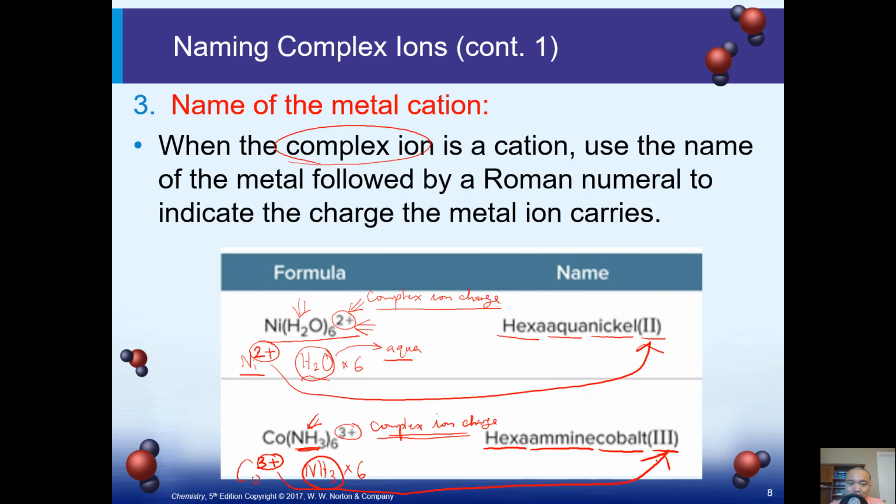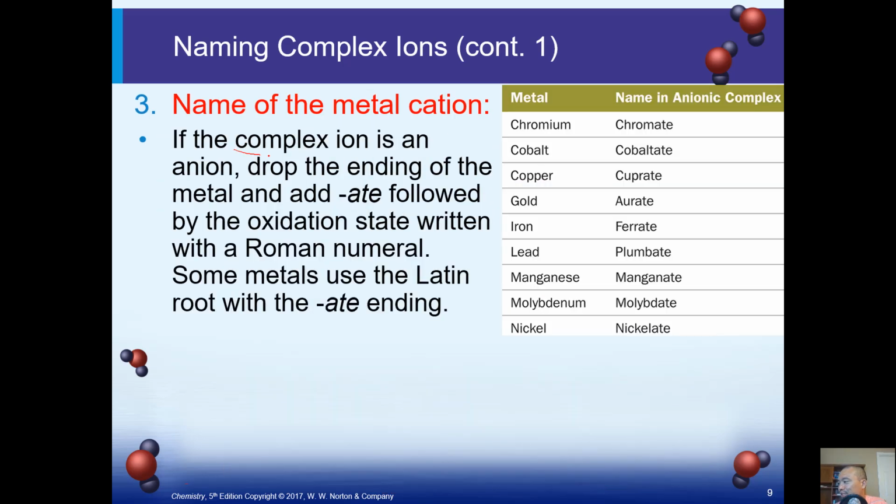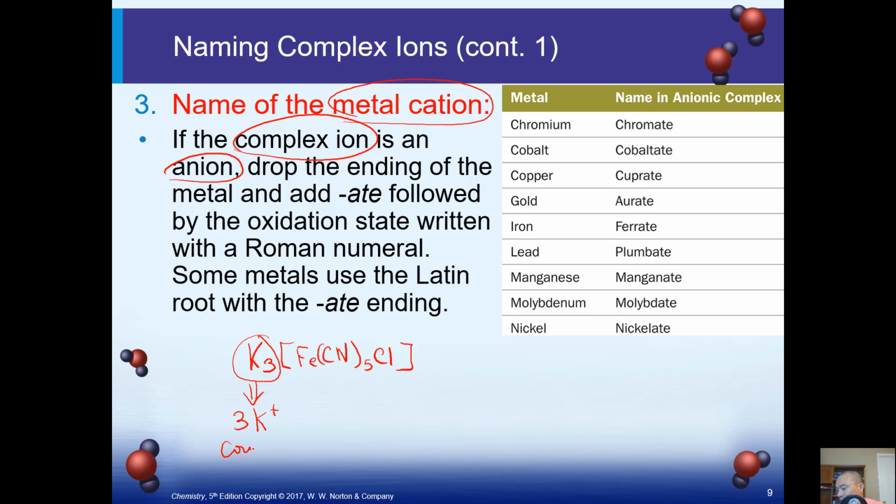Now let's look at a different situation. What if the complex ion is an anion? Remember, the metal ions will always be cations. Okay? The metal ion will always be a cation. But the complex ion as a whole could be negatively charged. For example, let's name this compound K3[Fe(CN)5Cl]. How would you name this compound? Apparently, the left side, that's the counter ion. We have 3 K+. These are counter ions.